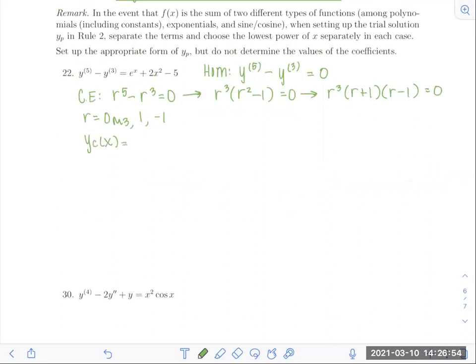All right, so handle the 0 one. So we have e to the 0x times c1 plus c2x plus c3x squared. We had multiplicity 3, so we need 3 terms there. And now I have also c4 e to the x plus c5 e to the negative x. Now here you could drop the e to the 0x, that's just equal to 1. So if you just wanted to leave it as c1 plus c2x plus c3x squared, that's perfectly fine.